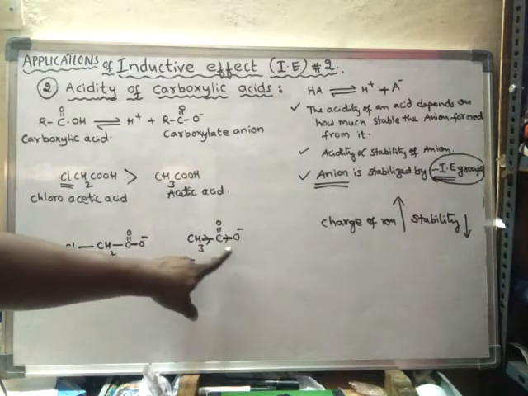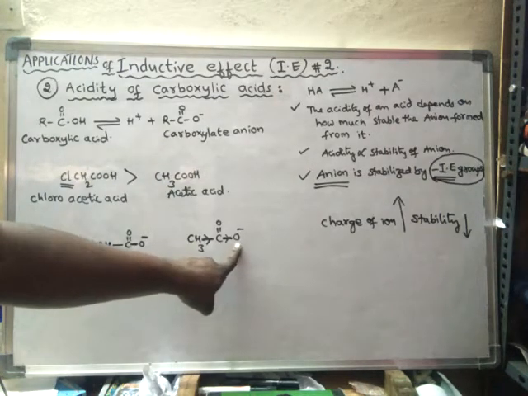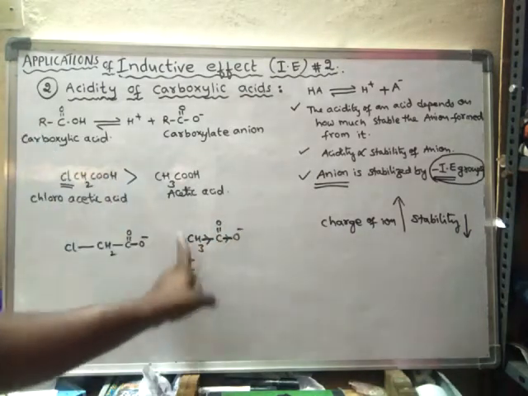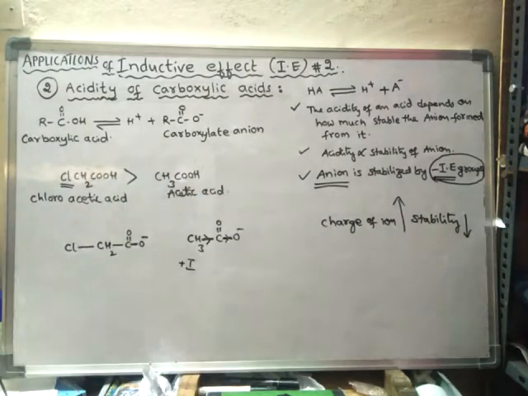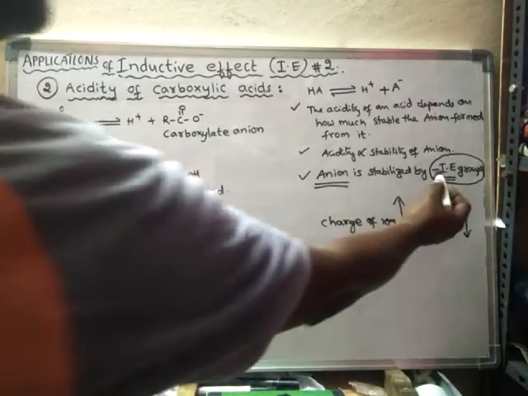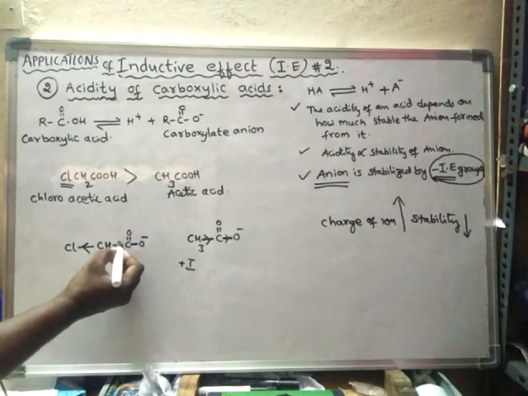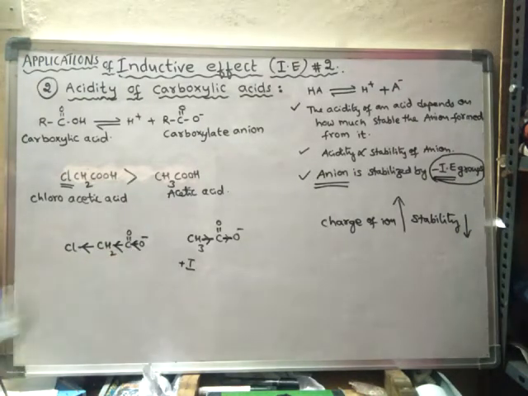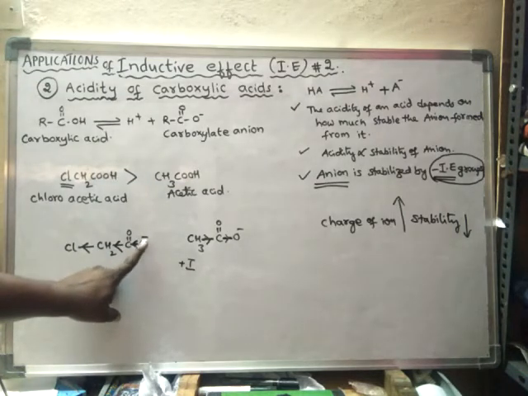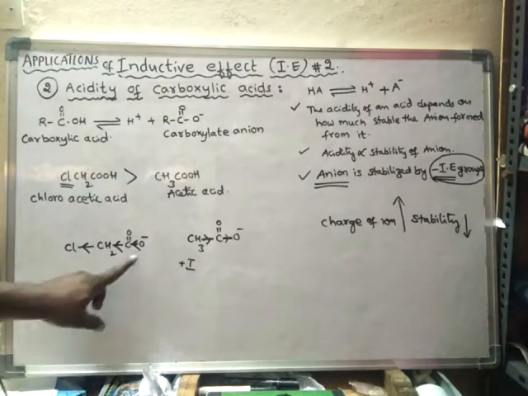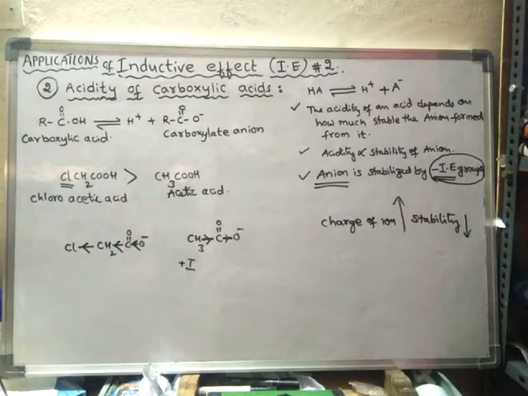So due to the presence of plus I group attached to this acid, the net charge on the oxygen is increased. Whenever the net charge on the ion increases, what happens? On this entire ion, net charge is increased. Therefore stability decreases. Now let us see this one. See this chlorine. Chlorine is a minus I group. What happens? It will try to pull the electrons towards itself. So due to inductive effect, the negative charge from the oxygen is reduced, and it will move towards this chlorine. So this chlorine will decrease the amount of charge on the oxygen.